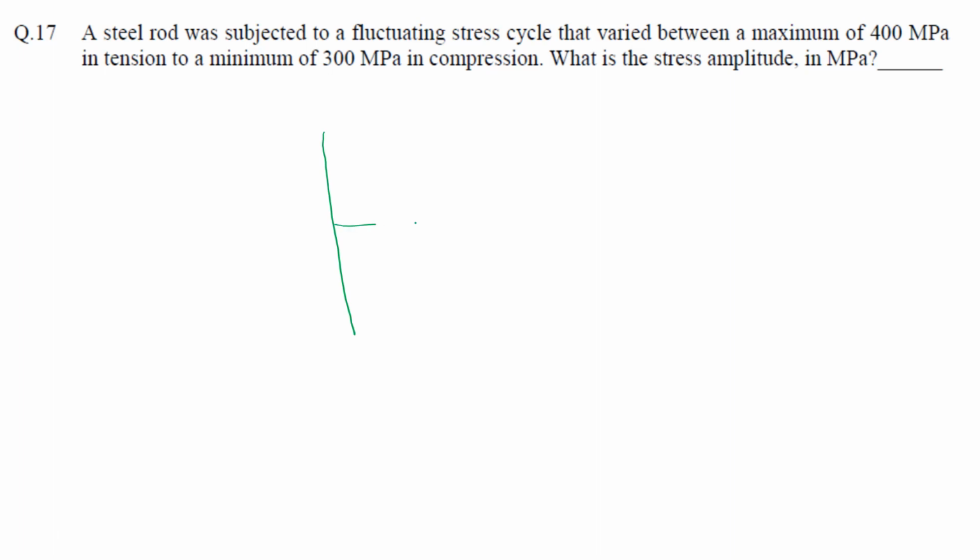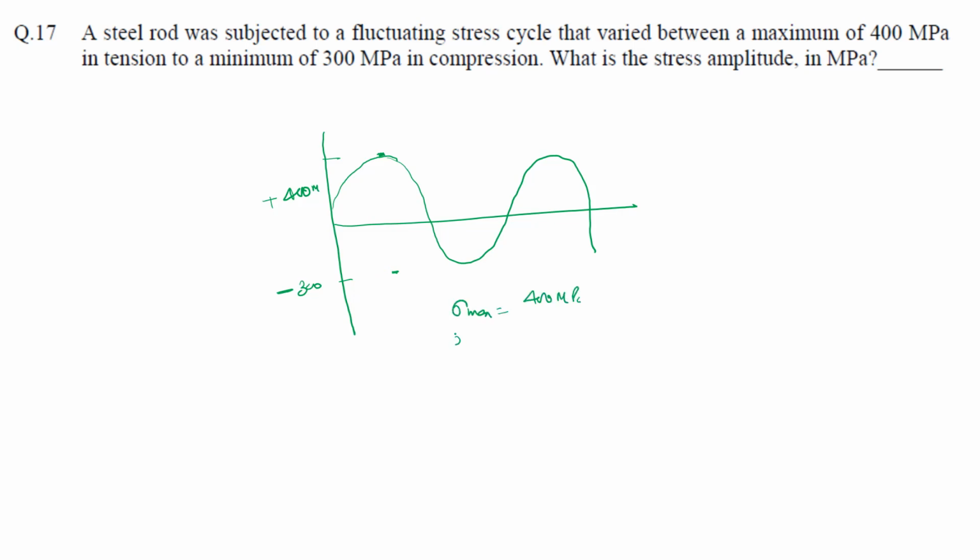Guys, now this is the stress application, the fluctuating stress application. It goes to a maximum of 400. Suppose this is 400 MPa, right? And it goes to the minimum of 300 MPa. It will be in minus, it will be in plus. So the variation is something like this. We have got sigma max equal to 400 MPa, sigma min equal to minus 300 MPa.